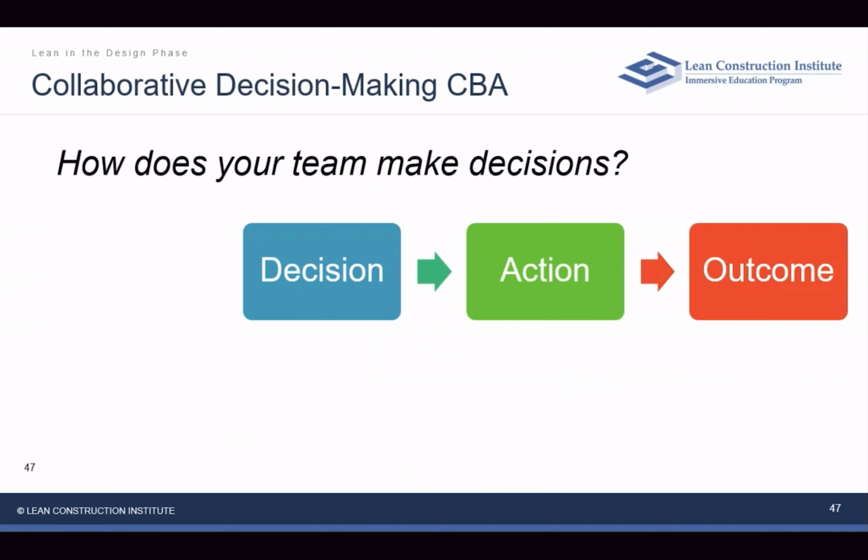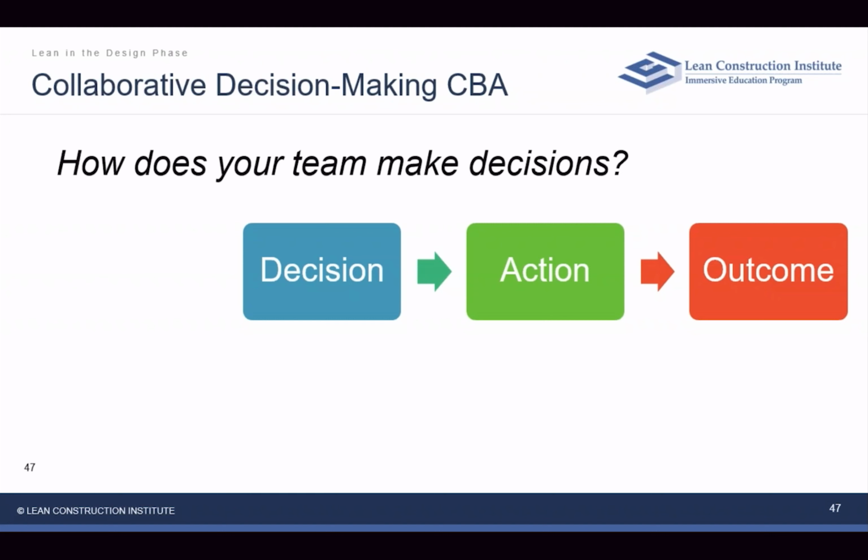So that is set-based design. Let's talk a little bit about collaborative decision-making, CBA. I think we've got about 10 minutes left, and then we'll take questions. So let's ask ourselves how our team really makes decisions. Does anyone feel like it's difficult to get a group to make a great decision together in a way that's not overly frustrating, or in a way that you really think leads to the best outcome?